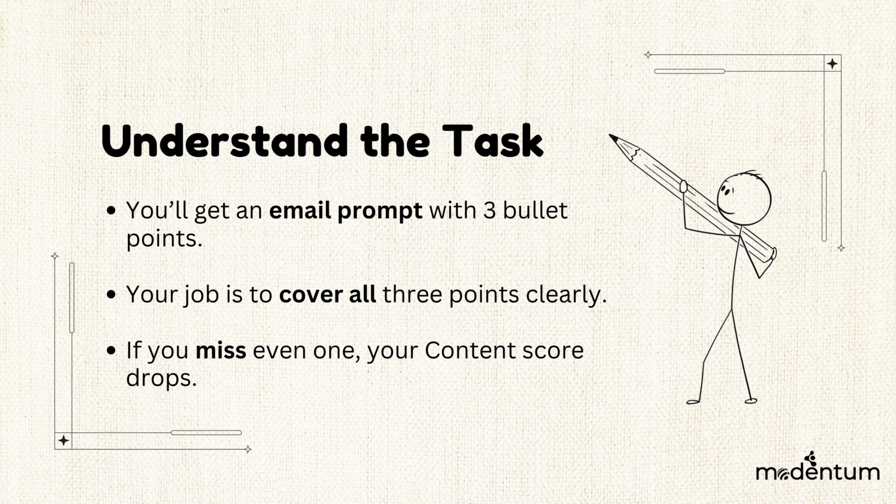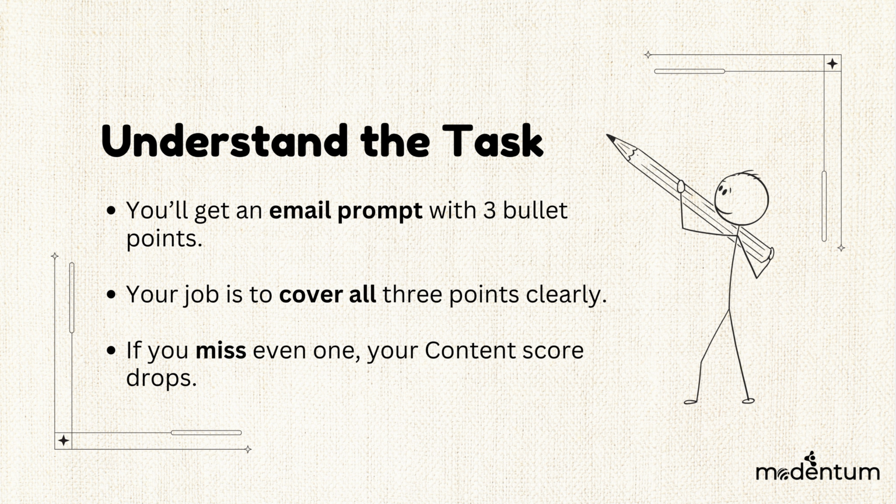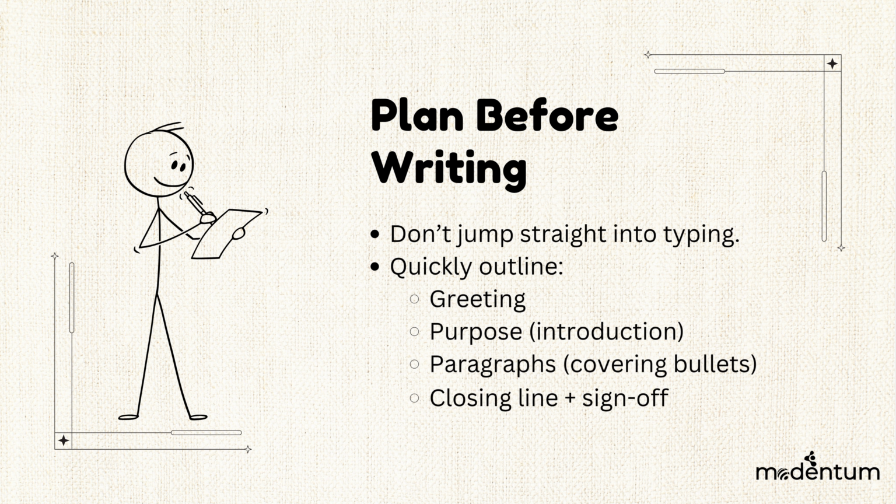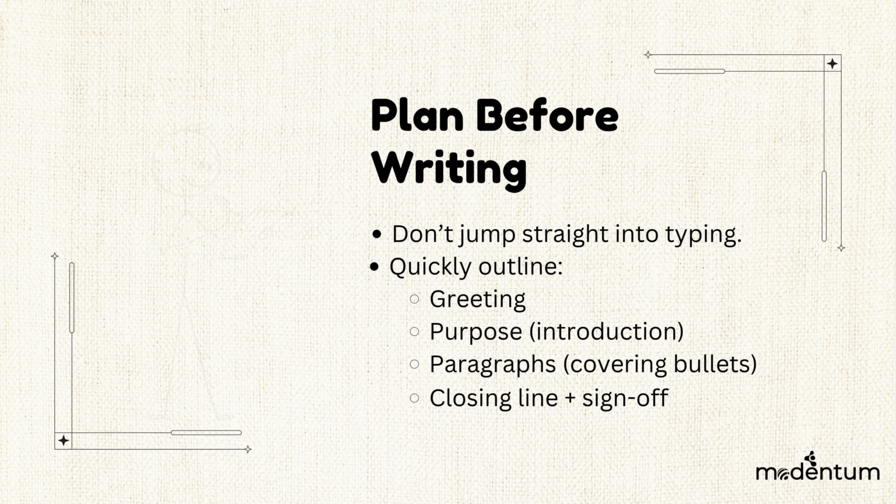Understand the task. You'll get an email prompt with 3 bullet points. Your job is to cover all 3 points clearly. If you miss even one, your content score drops. Plan before writing. Don't jump straight into typing. Quickly outline: greeting, purpose, introduction, paragraphs covering bullets, and closing line plus sign off.